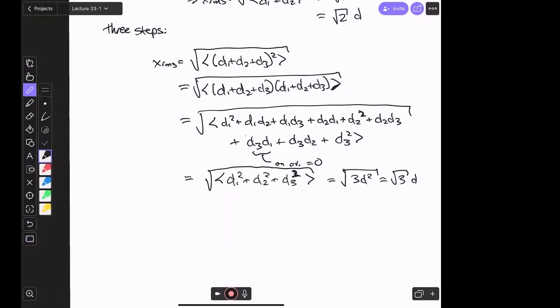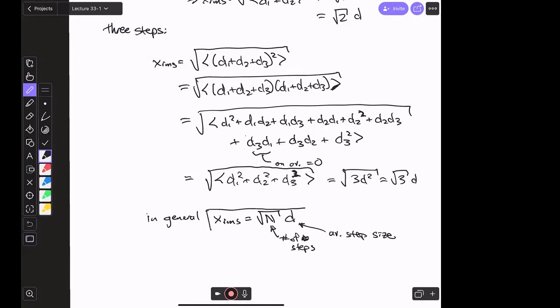So in general, X_RMS is equal to the square root of the number of steps, capital N, times the average step size. And that's sort of our pretty big, important result. So we'll give that 2 stars. Questions so far?